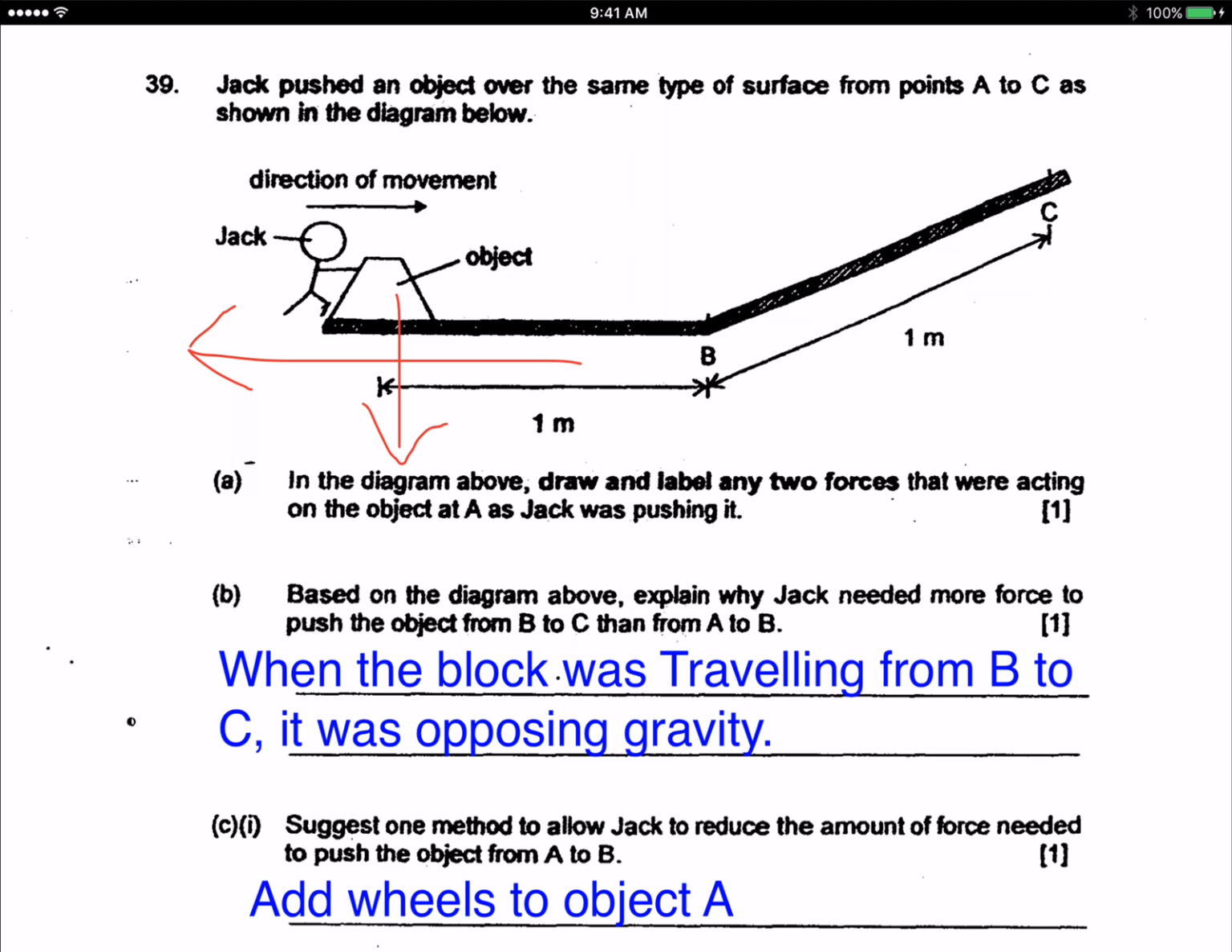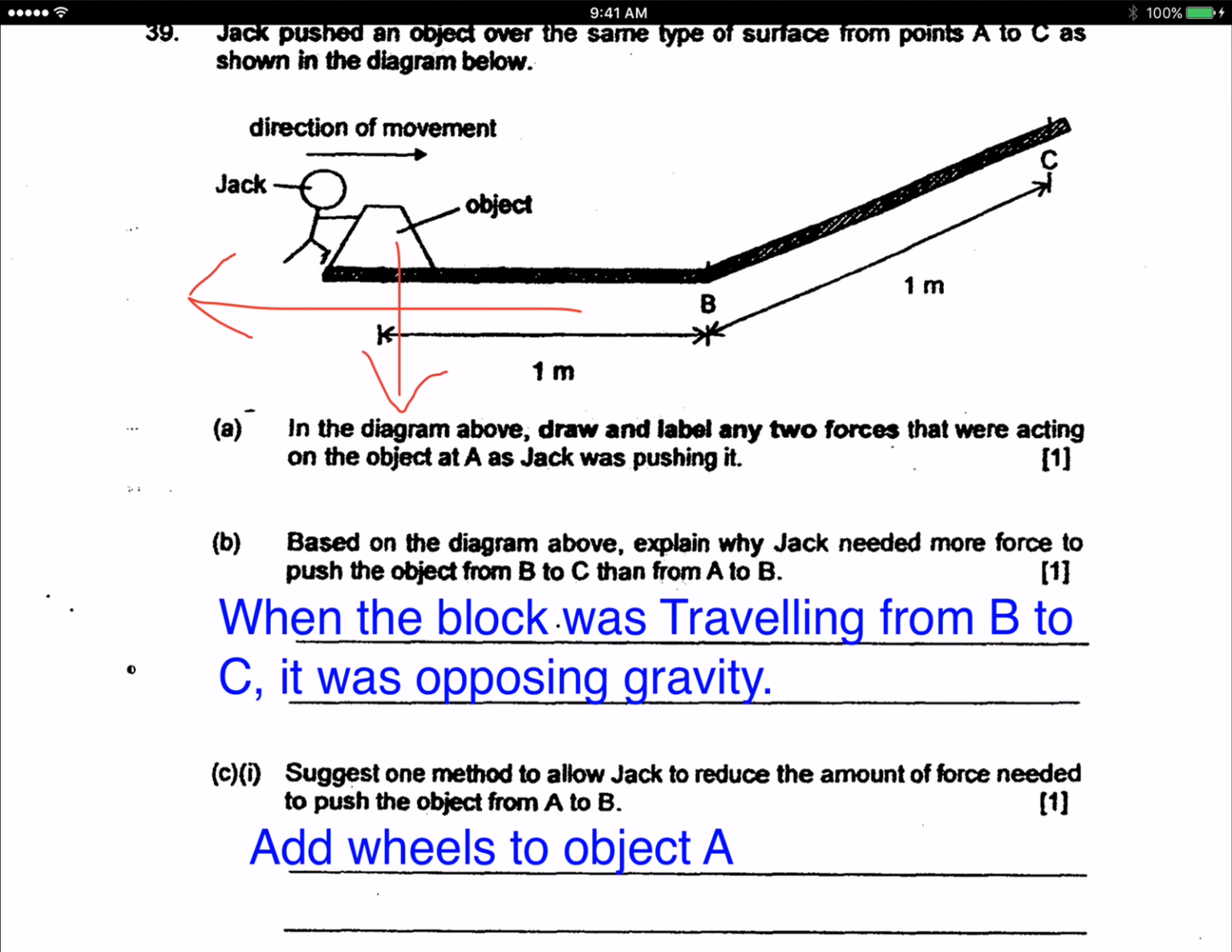Let's go through. I know some of you have done, some haven't done, right? So what are the arrows for? Right, because the question is asking you to draw and label. If you never do this, then you can copy now. So draw and label the two forces acting on the object as Jack was pushing it.